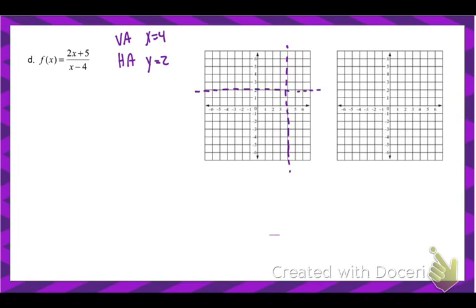I also can find my intercepts. That'll give me a good clue of where to draw the branches of this graph. So let's say I want to do the x-intercept. The x-intercept, I set the top equal to 0. The reason I do that is because 0 divided by anything gives you 0, and the x-intercept is the zero of the function, when the function equals 0. So my x-intercept would be negative 5 over 2. Your y-intercept, plug in 0 for x.